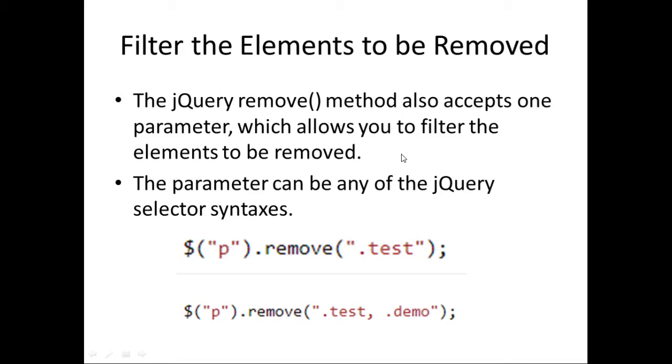So we can also filter the elements to be removed. The jQuery remove method also accepts one parameter, which allows you to filter the element to be removed. The parameter can be any of the jQuery selector syntaxes. So here, it says p.remove test. That means we're going to remove all paragraphs with the class test. So the class name should be test. But here, in remove, this is our selector. If we have a comma, that means it is a group selector. So it will remove all elements with the classes test and demo. So this is our selector.